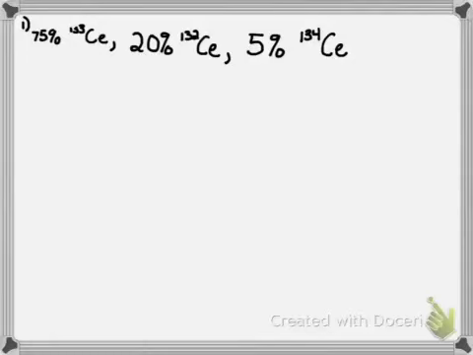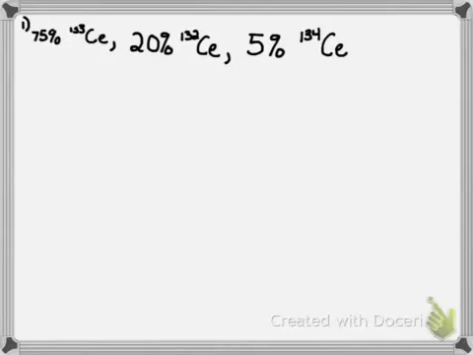In problem number 1 on the worksheet, you're asked to find the average atomic mass for a sample of cesium that is 75% 133 cesium, 20% 132 cesium, and 5% 134 cesium. So what we're going to do is actually very simple. To figure out the average atomic mass, we have to first convert these percentages to decimal points and then multiply those decimal points by the isotope mass number.